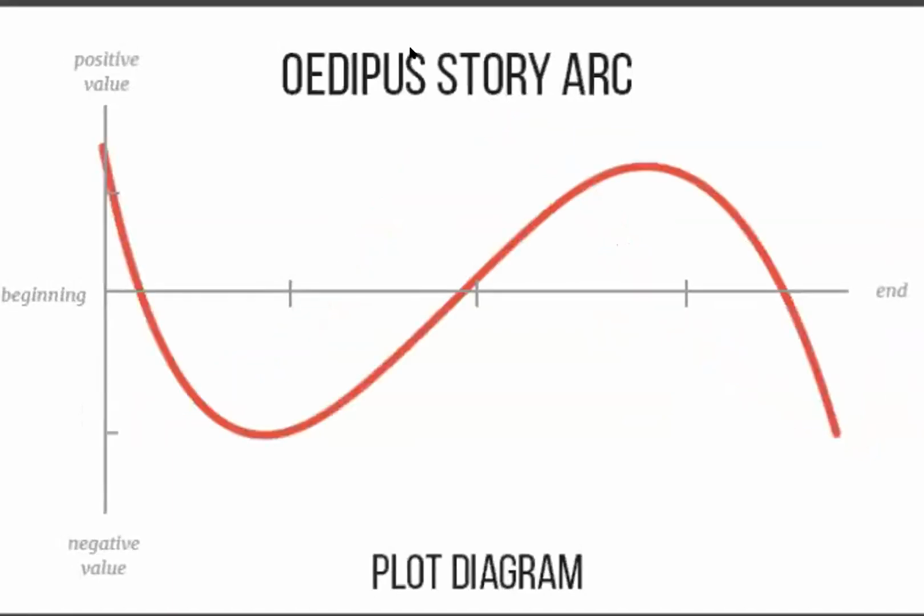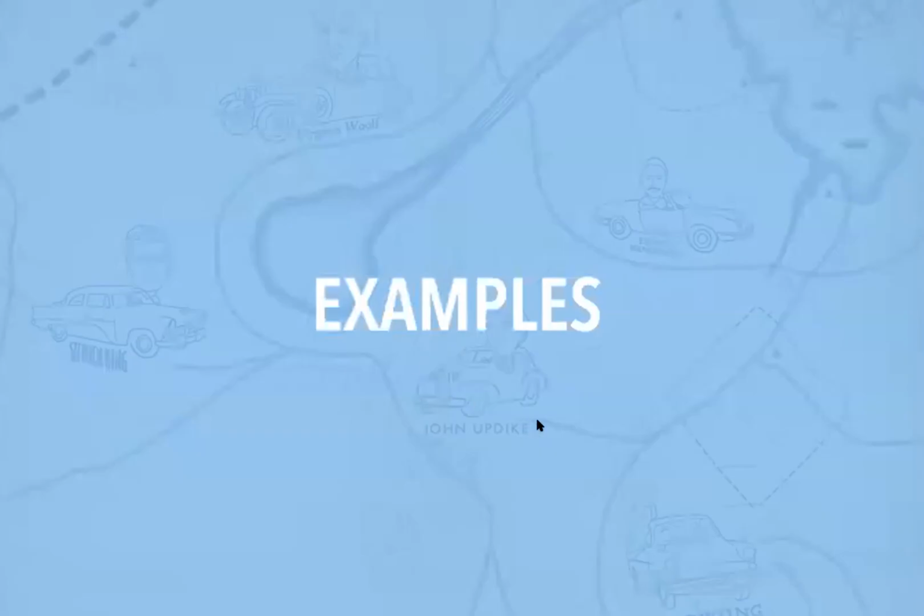And then finally, the Oedipus arc. So you have a character, they're in a great place, but then things start going badly, but then they get themselves out of it, but then they crash and it ends tragically. Okay. So that's the Oedipus arc, another tragic structure. A lot of literary award-winning books fit this structure. So let's look at some examples of these.